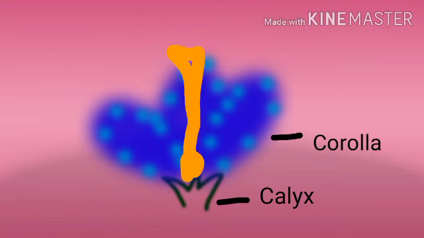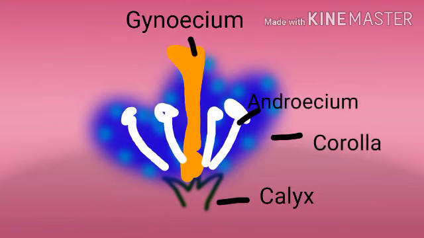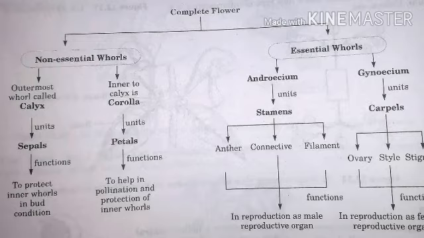A flower has four main parts. One is calyx, another is corolla, the third is gynoecium, and the fourth part is androecium. Now let us see them one by one in detail. Here there is a flow chart given showing the complete parts of a typical flower.